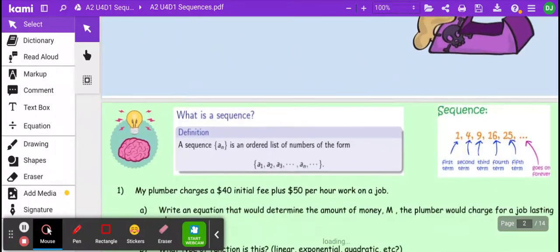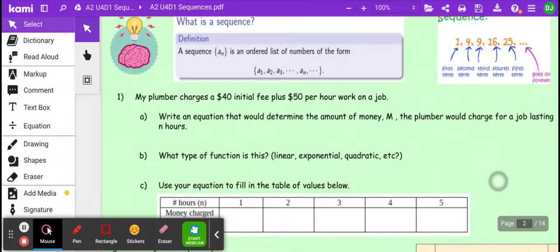Okay, so what is a sequence? Well, I already kind of said that. It's an ordered list of numbers. And if you look over to the right, that's one that I had mentioned. And as it says, with the dot, dot, dot, some sequences don't have an ending. They go on forever. So that's what the dot, dot, dot, goes to infinity, means.